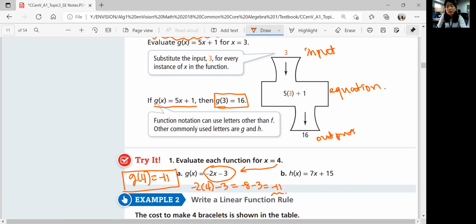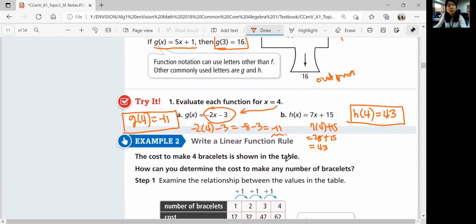Part B, h of x. Yes, you could also have h and many other letters. h of x equals 7x plus 15. So 7 times 4 plus 15 is 28 plus 15, and that's 43. So then you can rewrite this as h of 4 is equal to 43. That is your answer. It means when x is equal to 4 in the function h of x, then the function value will be equal to 43.